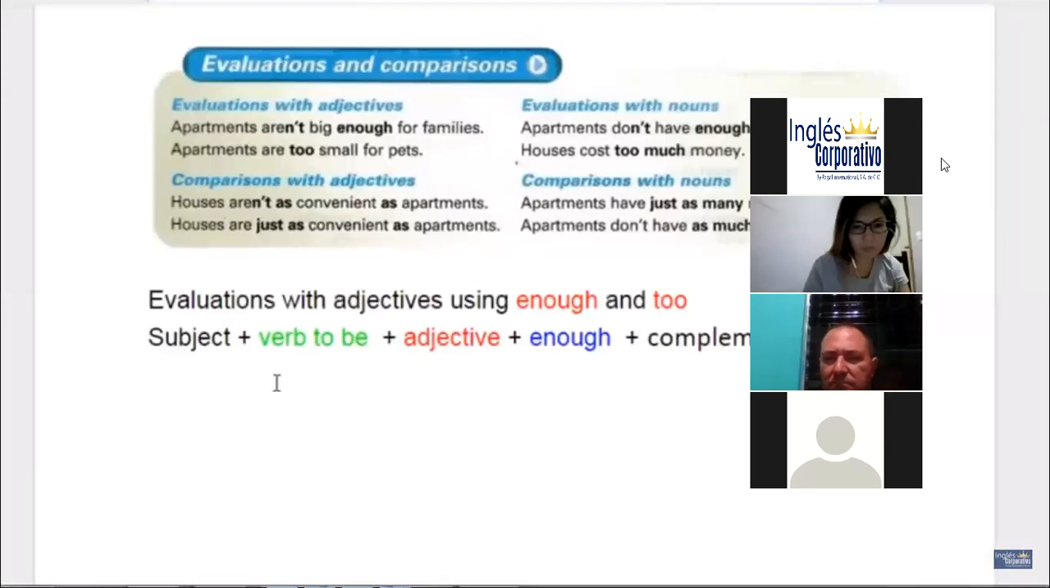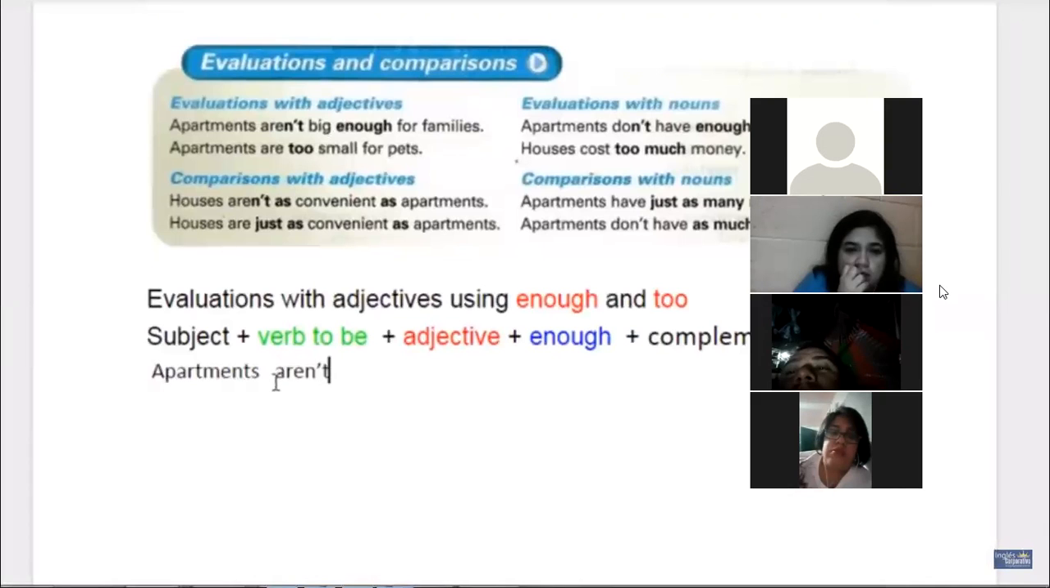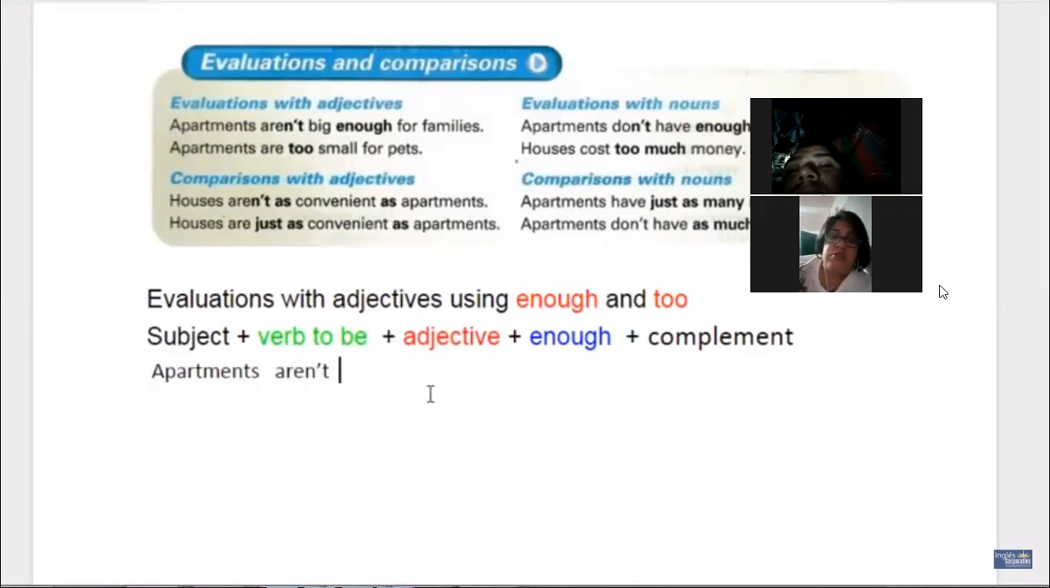Following this structure, we can see that we're going to have a subject. So in this case, we have apartments. This is followed by the verb to be. In this case, it happens to be in its negative form. And then this is going to be followed by the adjective. So in this case, the adjective is big. Then this is going to be followed by enough. And then we're going to have some sort of complement here. So in this case, it happens to be families, right?